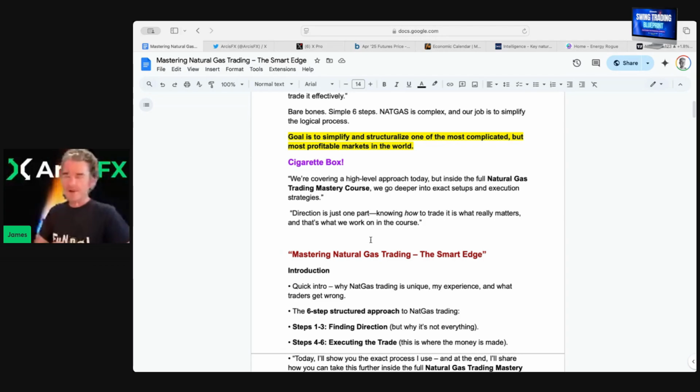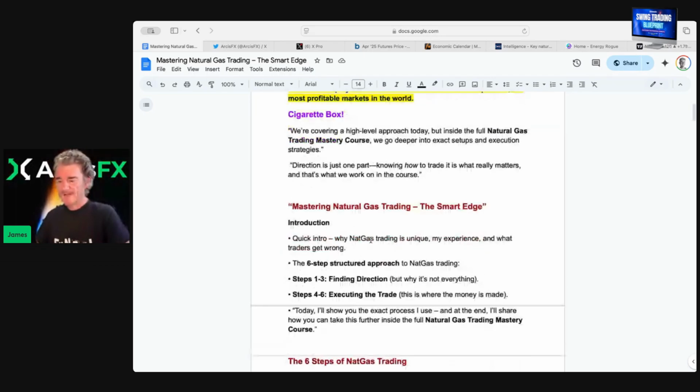And once you pick the direction, the harder part starts, the slightly more difficult part starts. Picking a direction is not too difficult. In fact, you could flip a coin and just go like that. You could probably still make money out of trading natural gas if you did that with a coin flip and picked heads or tails, long or short. But we do want to try and get an edge on the direction part of it as well. So we're going to talk about that today. Mastering natural gas trading, the smart edge.